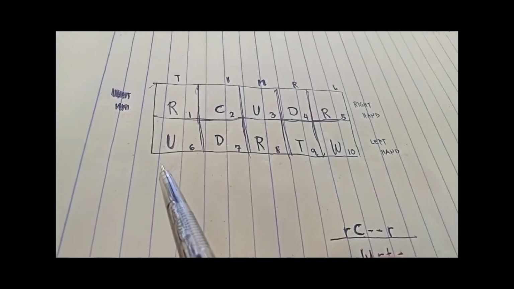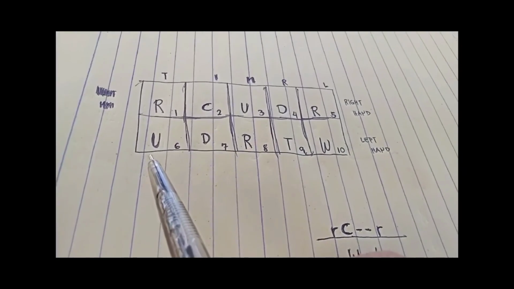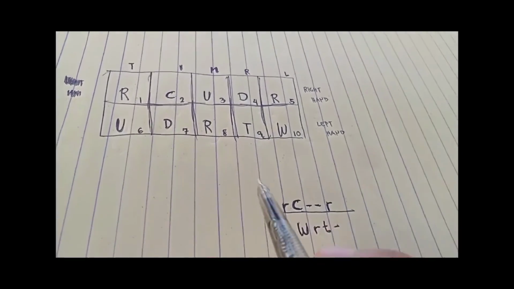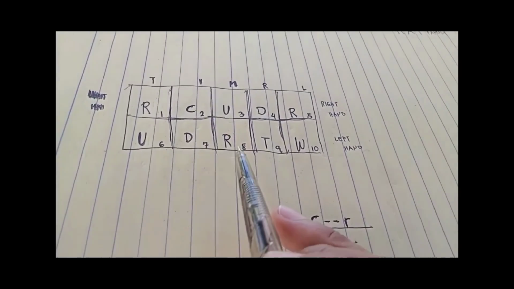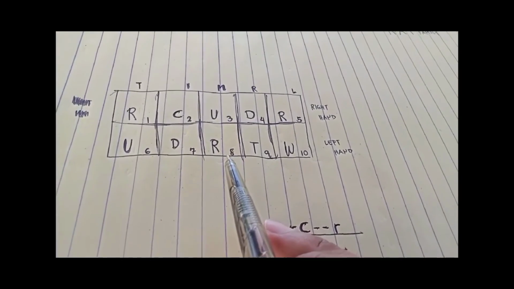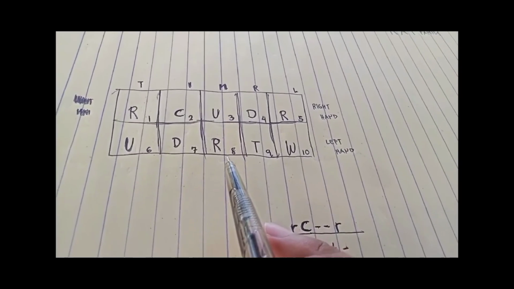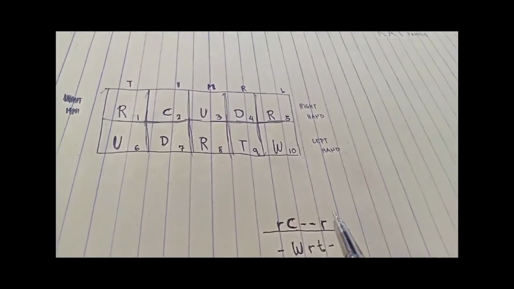And it is not a member of the rat family, so we will put a dash here. And in finger number 8, it is a radial loop, and it is a member of the rat family, so we will put a small R.